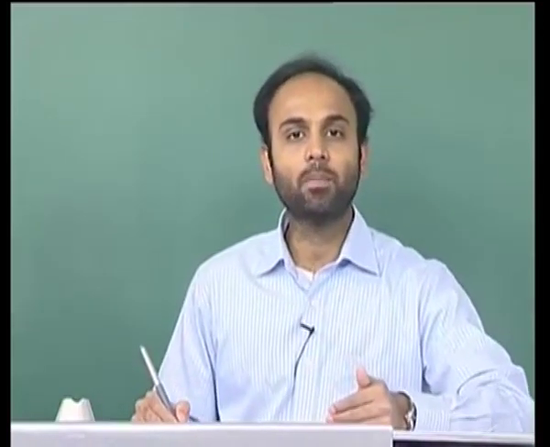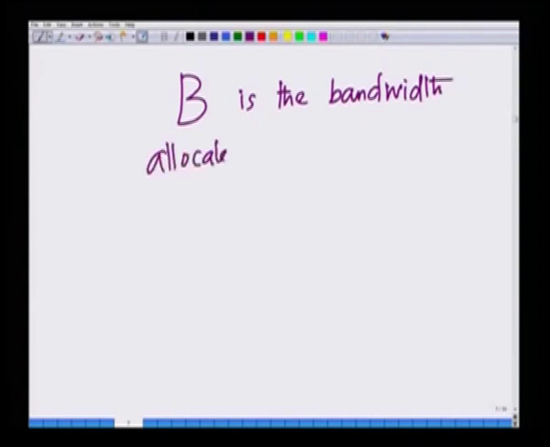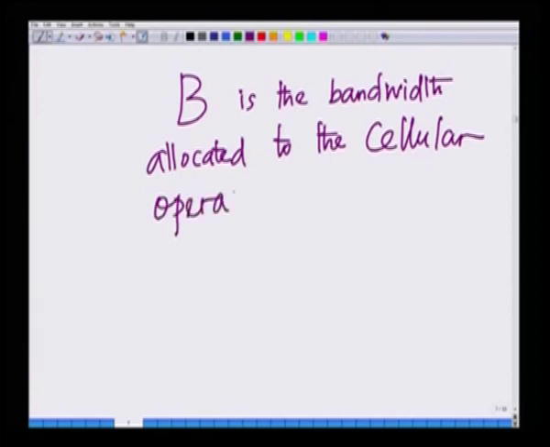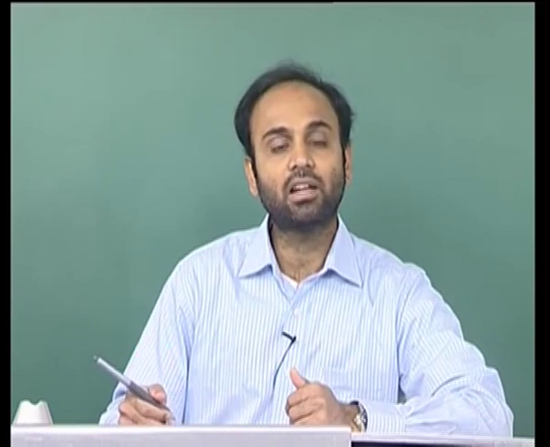You might also have seen this in your basic course on mobile communications. If I have a frequency band B, the bandwidth allocated to the cellular operator, I can only use a fraction of that bandwidth in each cell in 1G and 2G systems. Typically, that fraction is 1/7. This is also known as the frequency reuse factor.